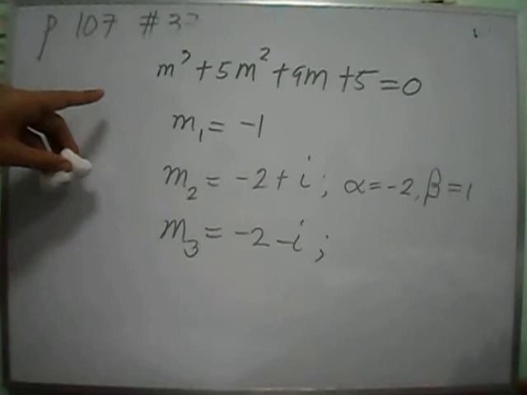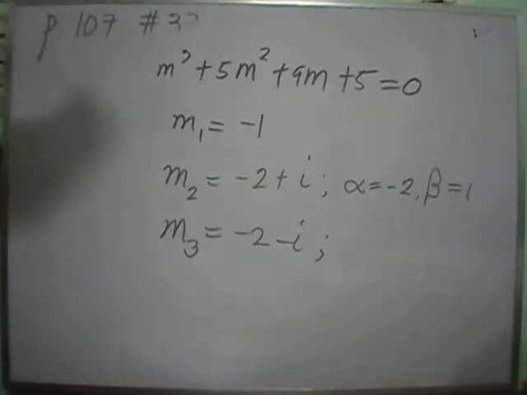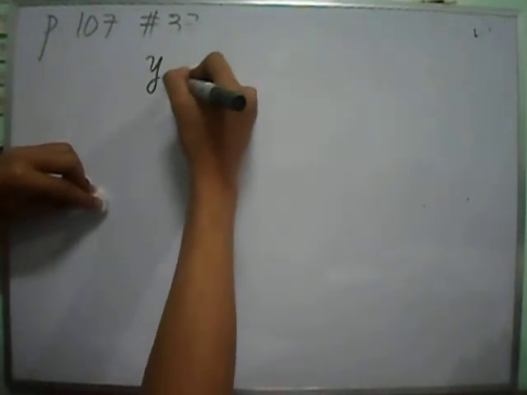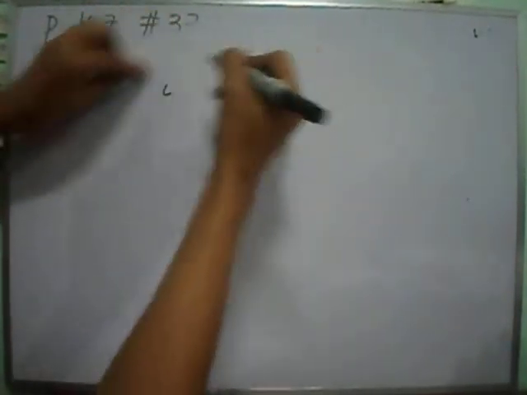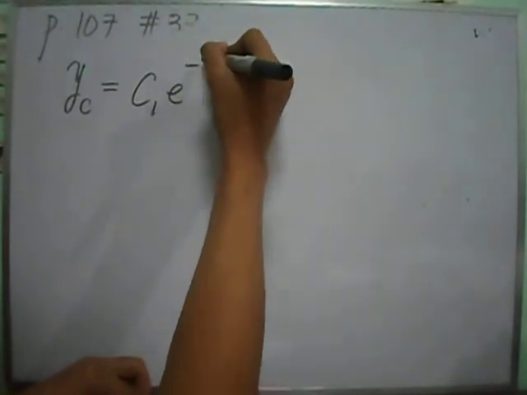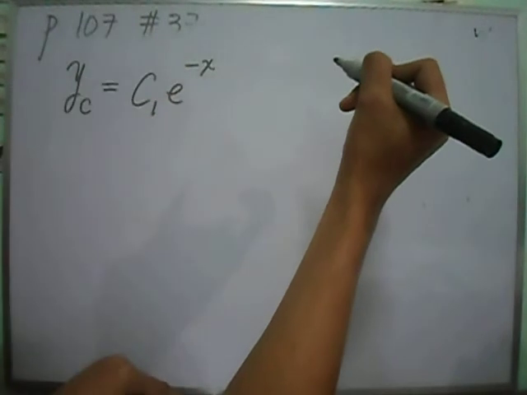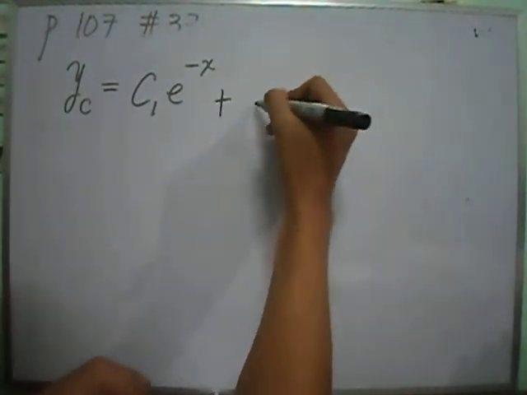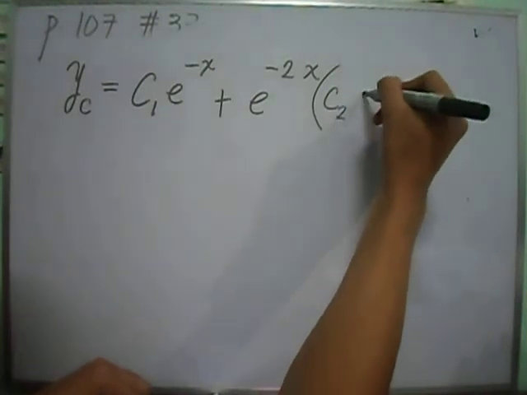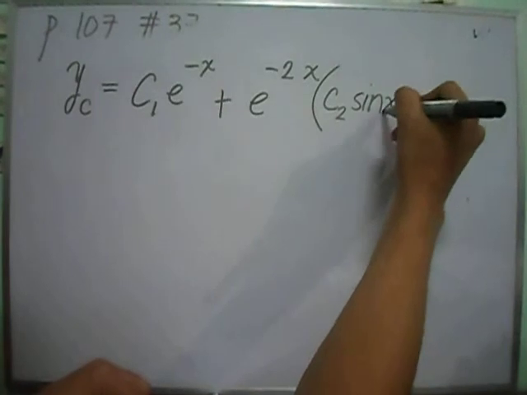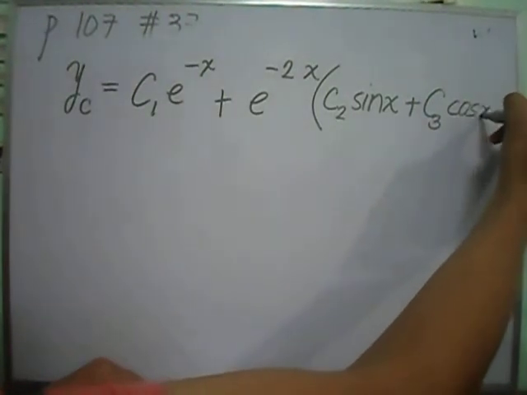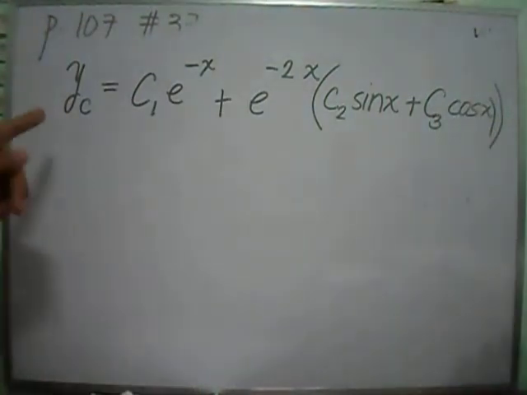Okay, so according to case 3 of the rules, we get the following expression: y complementary is equal to c1 e to the minus x, which comes from the first root, plus e to the minus 2x, this is the alpha, times the quantity c2 sine beta x, where beta is equal to 1, so this is x, plus c3 cosine beta x, also with beta equal to 1. That is now our complementary solution.